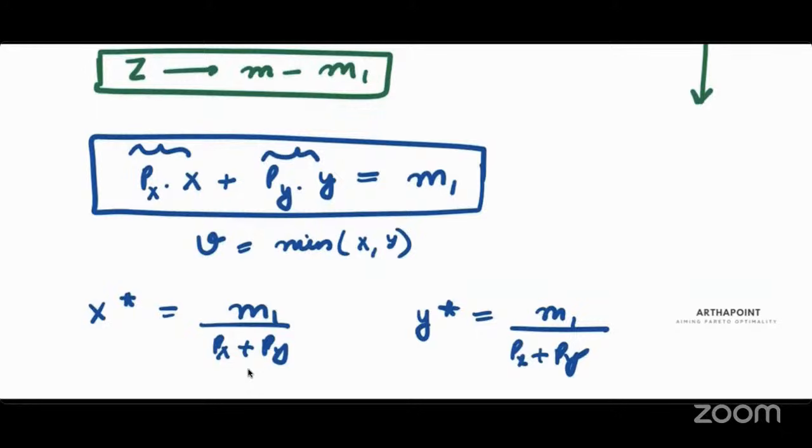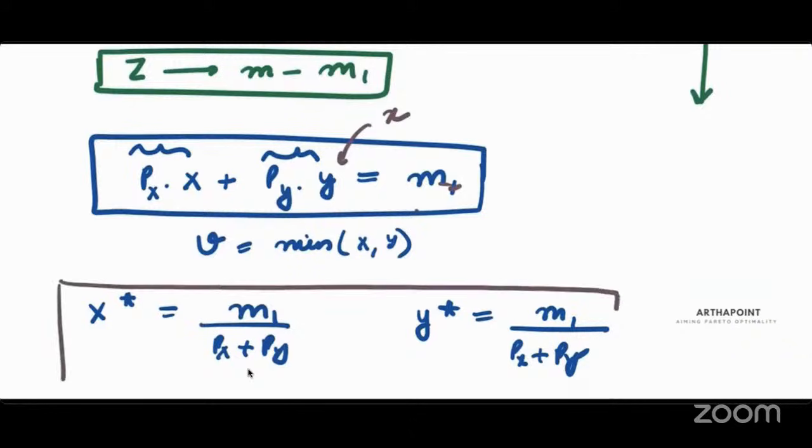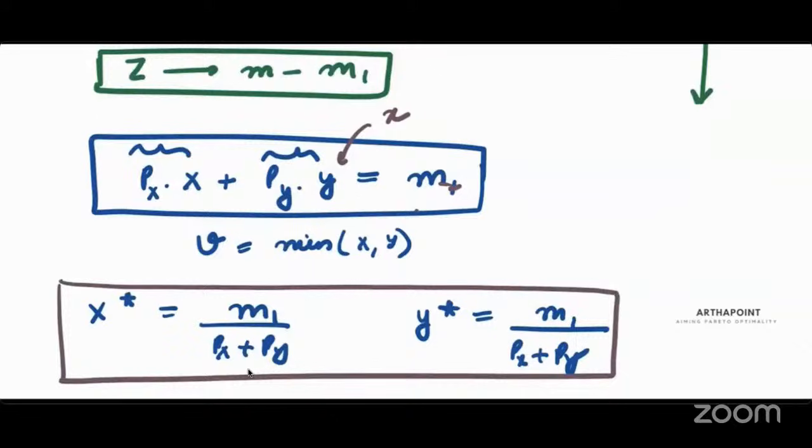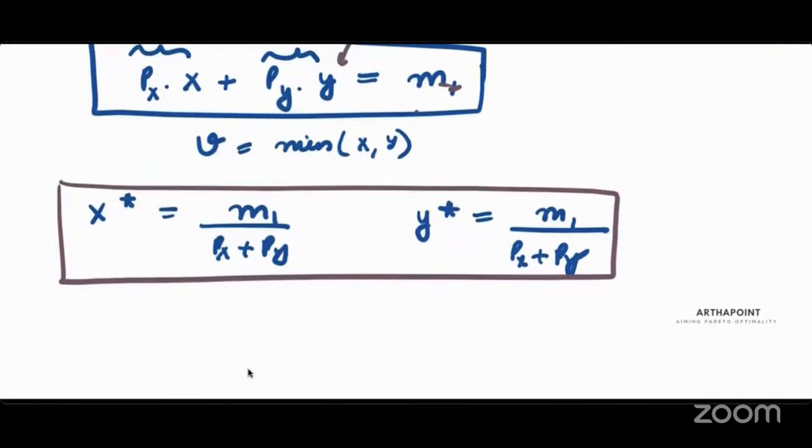So instead of y, you can replace x here, and then you will get x is equal to m1 upon px plus py and y equal to m1 upon px plus py. This is the amount that I'm going to spend on x and y. Is this clear? I am forming a 2-step budget. My income was m. I am spending out of that entire m1 on good x and y. But since these are min functions, they are consumed in equal amount. So I get the same amount for x and y.